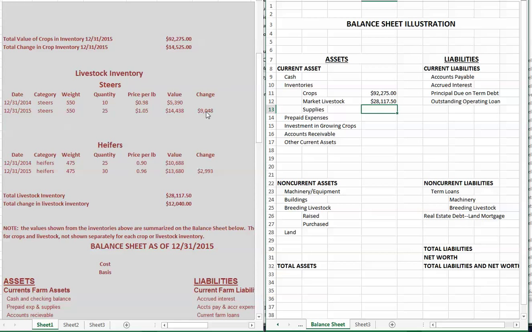Please notice that this change value here that's on the chart of accounts does not go anywhere on the balance sheet. That's actually an item for a different financial statement. So what actually goes to the balance sheet is what those animals or what those crops that are in storage would be worth at the end of the fiscal year.